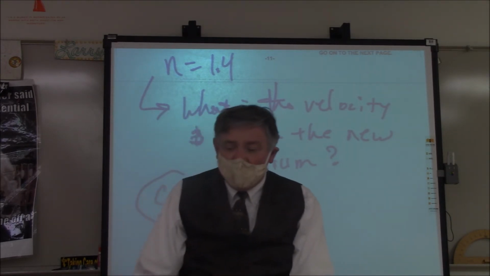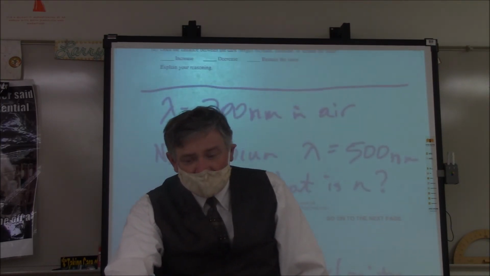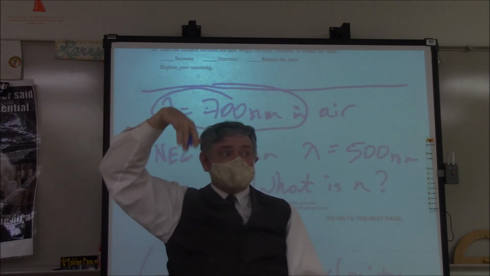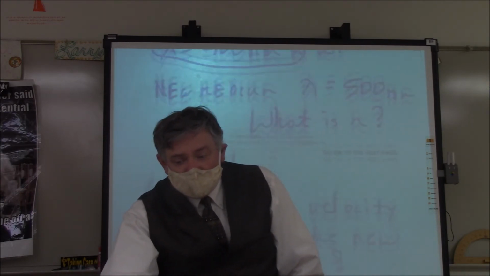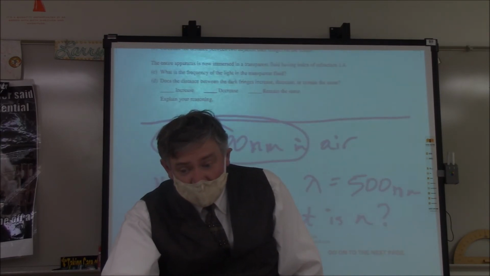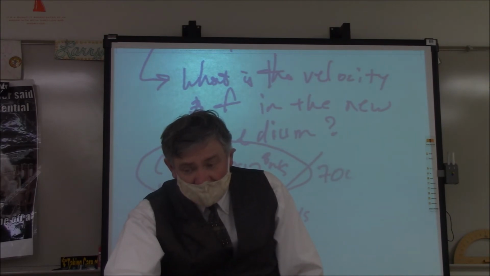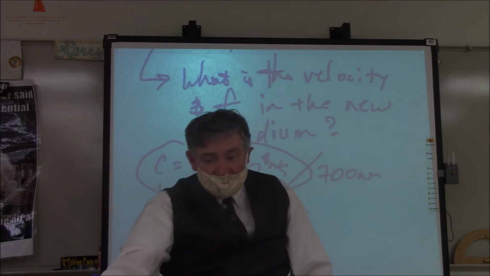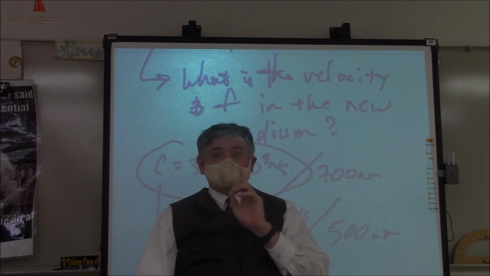Now, to get the frequency, there's two ways that you can get the frequency. One option is that you take the speed of light and you divide it by 700 nanometers, but you got to change the nanometers into meters. Or you can take this velocity and divide it by the wavelength that it has in that new medium. So you have to choose one or the other. You either take the speed of light and divide that by 700 nanometers, which is 10 to the negative 9th, or you take this velocity and you divide that by 500 nanometers. You're going to get the same answer either way. It's going to be the same.